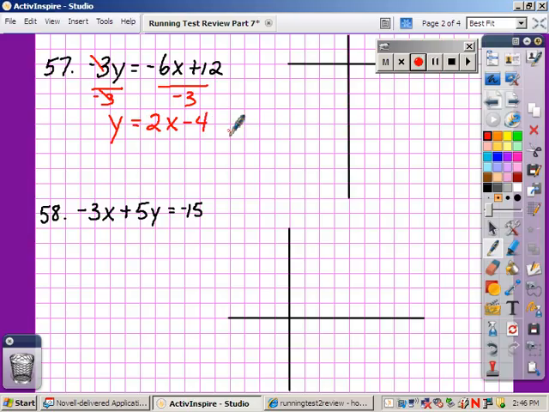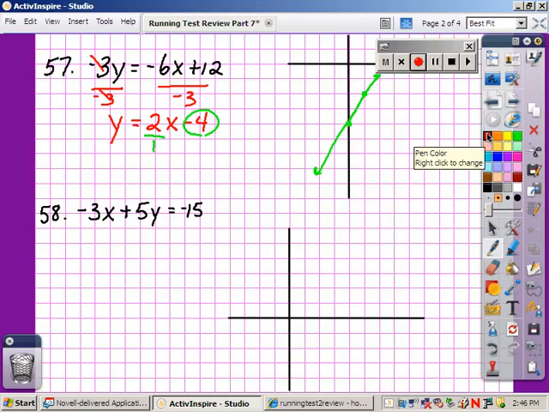So we have to graph that. So again, this is our y-intercept right here. So we put that on the y-axis at -4. So 1, 2, 3, 4 right here. And then our slope says 2 over 1 means up 2 and right 1. So right there. We're all done.